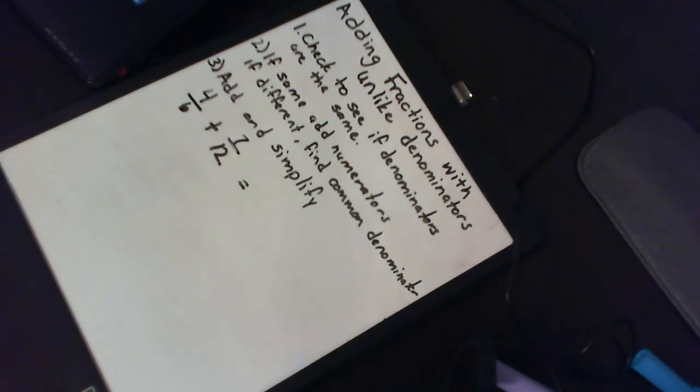So if you look at our example, 4/6 plus 7/12, we have unlike denominators. The denominator is the number on the bottom. We have a 6 and a 12. In 4th grade, you were taught to list all the common factors.